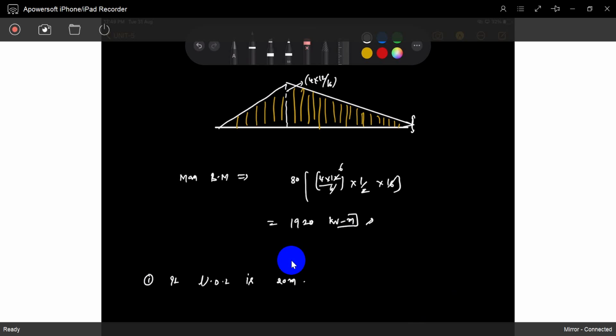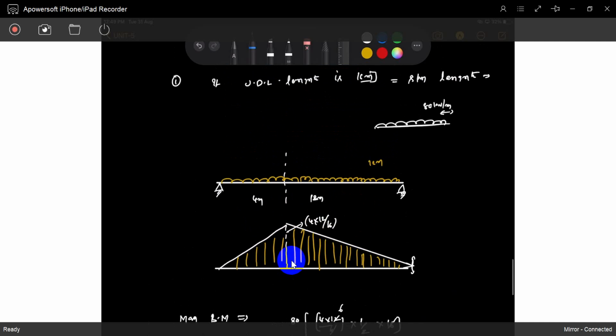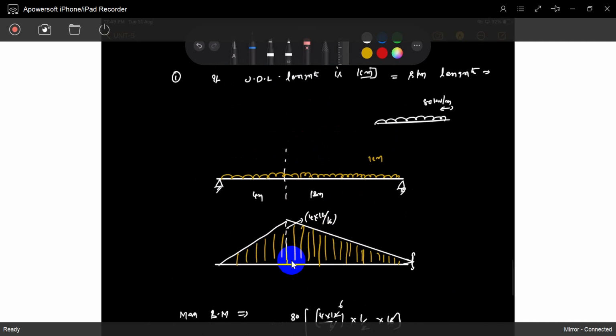If the load is 20 meters, how will we get the maximum bending? Same thing. When the load is 20 meters, you have to put the load like this only, na? Otherwise you have to put the load like this only. These 4 meters go to the next span. That's it, na? That's it.